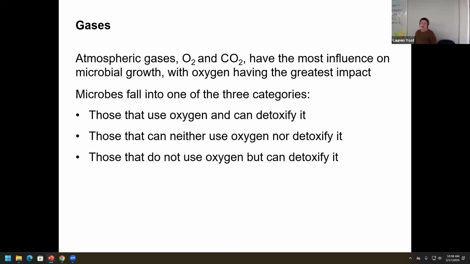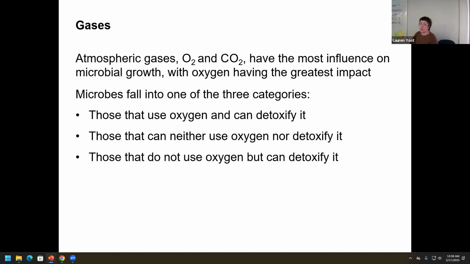All right, let's move on to the gases. So exposure to certain atmospheric gases. Oxygen is the biggie. And then the presence of how much carbon dioxide might be in an atmosphere can affect these guys as well. So if they're sensitive to the concentration of carbon dioxide in an atmosphere, then that would be another predictor of how well they can survive.